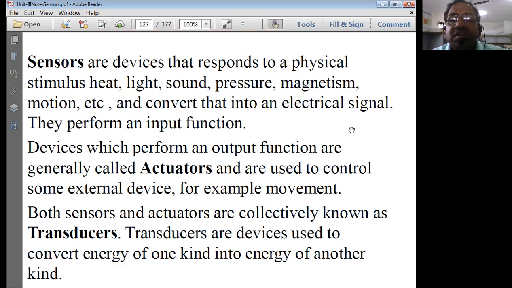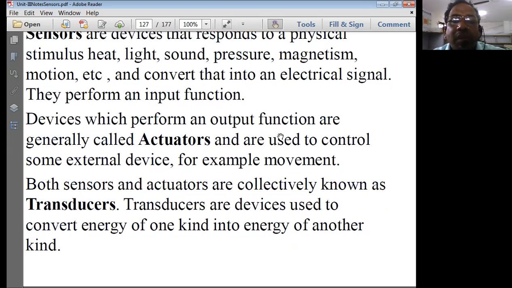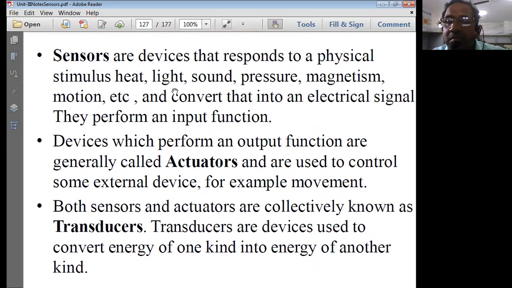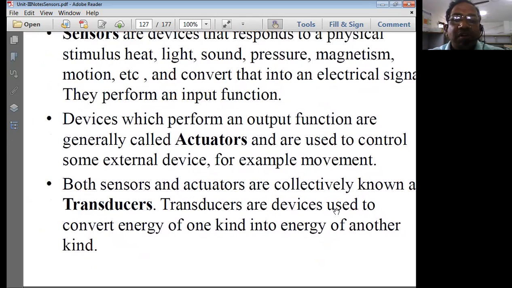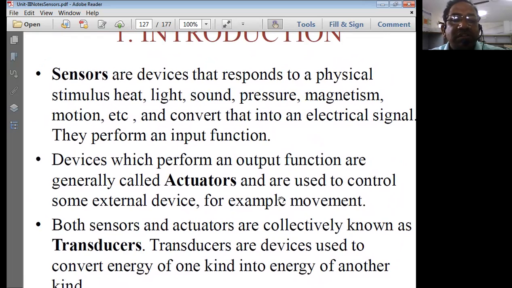An ordinary, usual sensor is going to convert the physical stimulus into an electrical signal. That means converting one form of energy into another form of energy, known as transducers. Transducers are devices used to convert energy of one kind into energy of another kind. Actuators, we discussed, are devices that perform an output function. Actuators are normally going to perform the output functions, and these actuators are used to control some external devices which involve movements, the dynamic movements of a system.